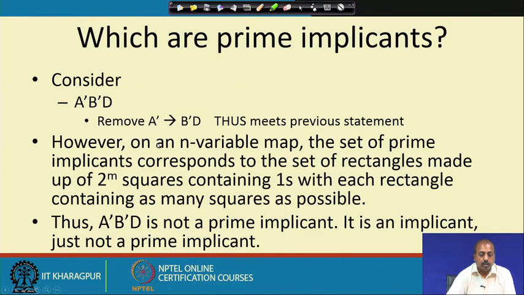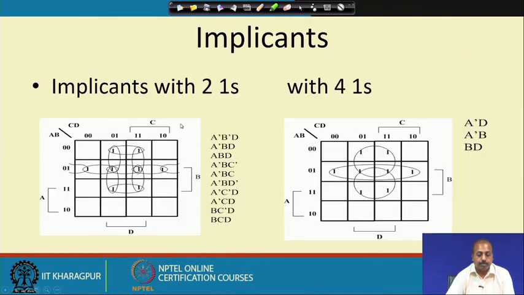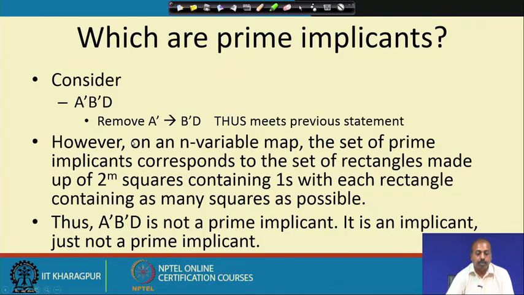Now, if we remove a bar, we get b bar d. If I take this b bar d, then b bar is this row, and also b bar is this one and this one, and d is this one. So, b bar d means these ones will also come into picture. They are actually not there in the function, fine. So, if you remove this a bar, you get b bar d.